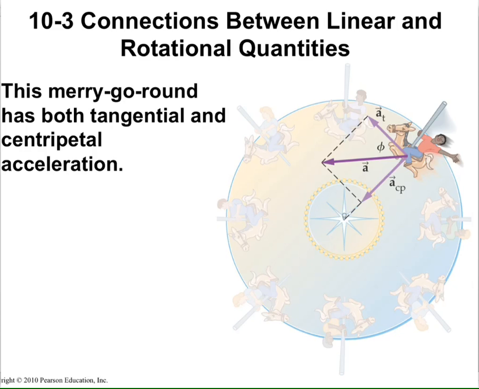So for an increasing speed of rotation, the total acceleration is something like this. If the speed is decreasing, then the acceleration would look like this. Let me draw it. If you had a decreasing speed, the total acceleration will look this way. Even if he's going in this direction, the acceleration will be like this if the speed is decreasing.